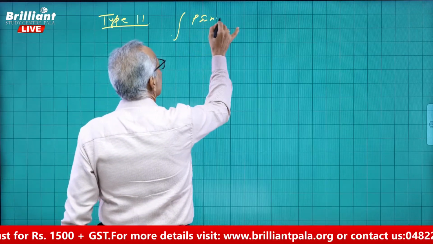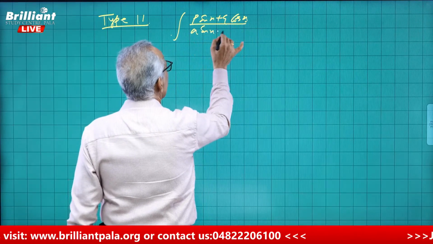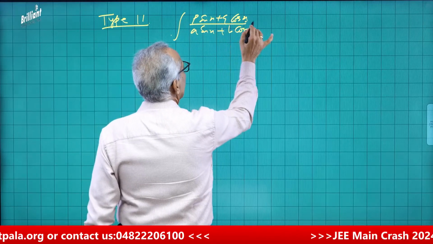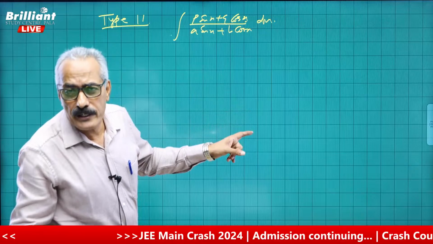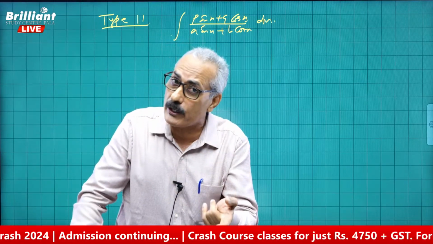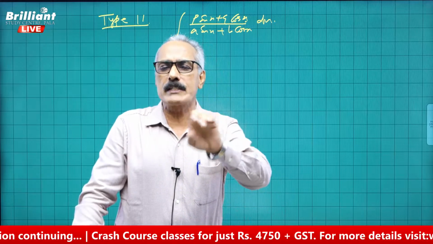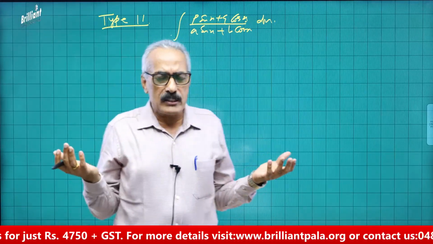Integral of p sin x plus q cos x divided by a sin x plus b cos x dx. Okay, mark it, there is no constant in the numerator, there is no constant in the denominator. If there is a constant either in the numerator or in the denominator, you must apply another plus c. Now the method.